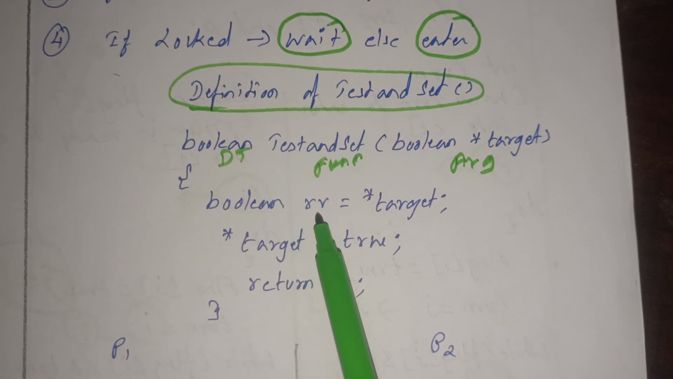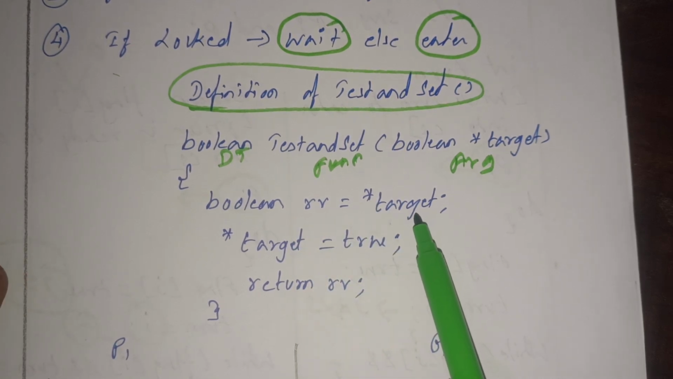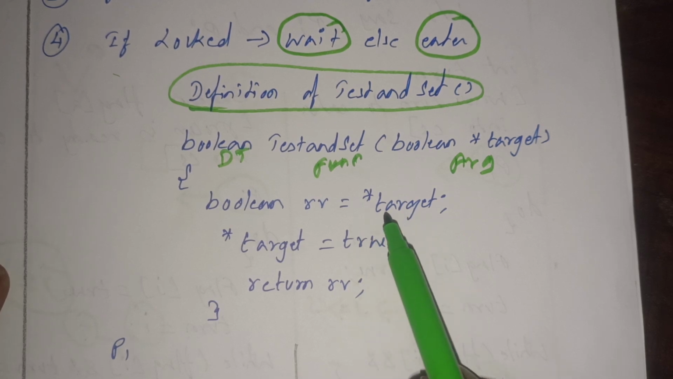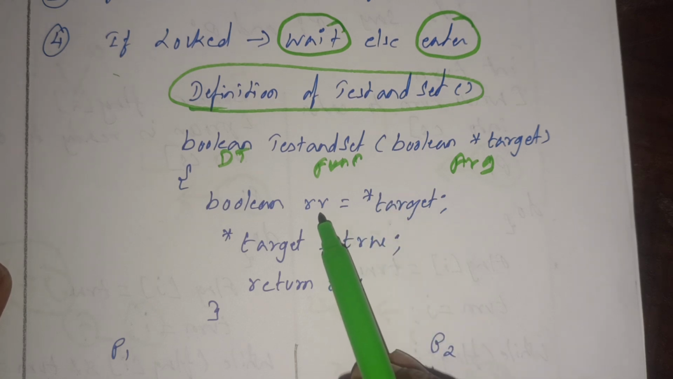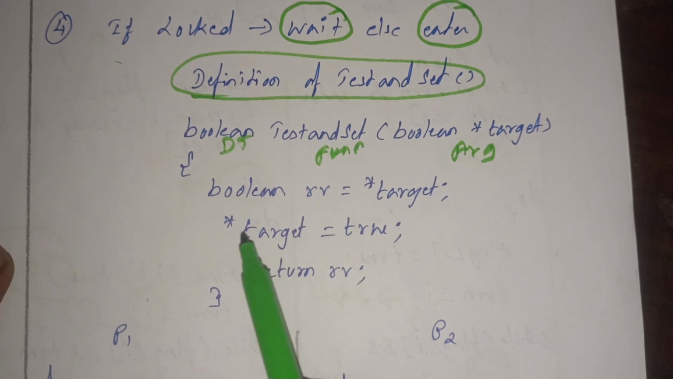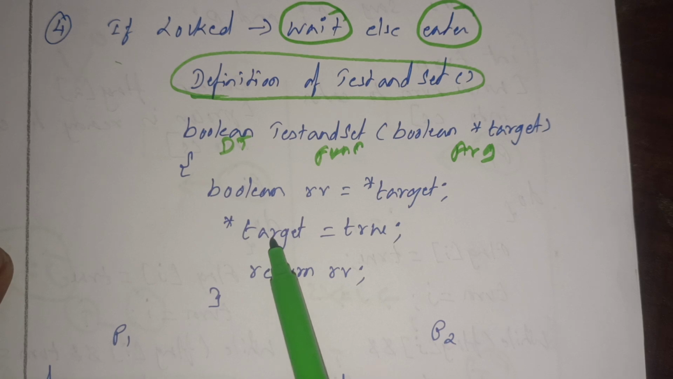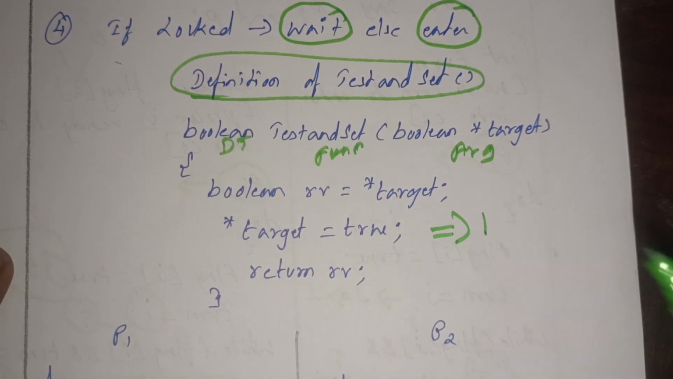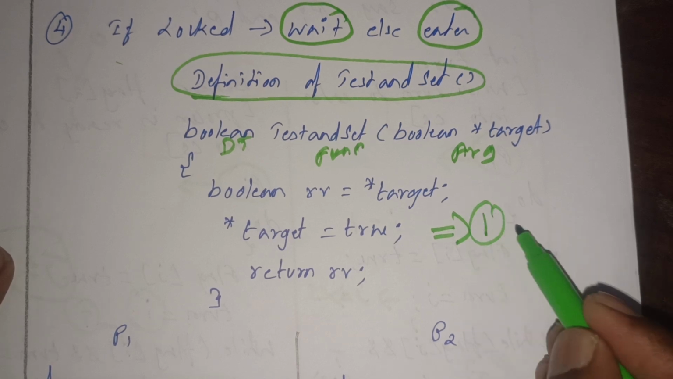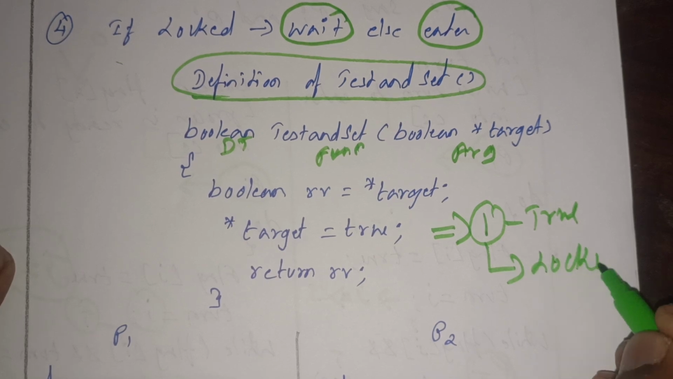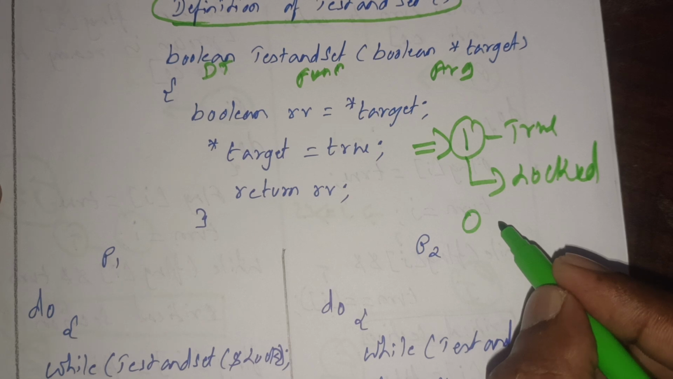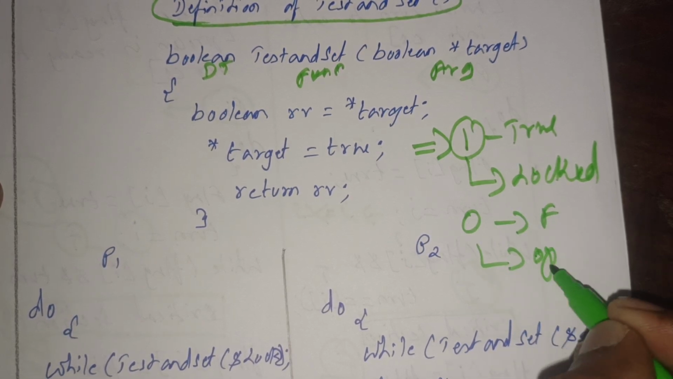So I have made RV equal to pointer target. Now let me tell you one thing. Whatever the target value is, the Boolean argument which can be passed as either true or false, the same will be reflected in this RV. Initially we take the pointer target, the Boolean argument, as set to true, that is 1. I told you already, 1 in the sense it is true and this critical section is locked. 0 in the sense it is false and it is open.